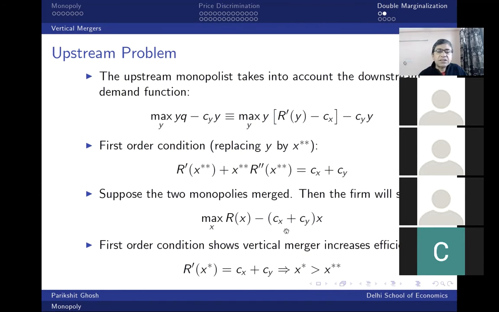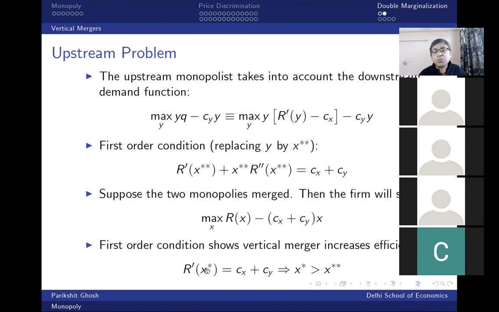So what is this combined firm's maximization problem? Well, this is what they're maximizing. Everybody see that? So there's a simple first order condition: marginal revenue equals marginal cost, which is the sum of these two, Cx plus Cy. So that determines X star.